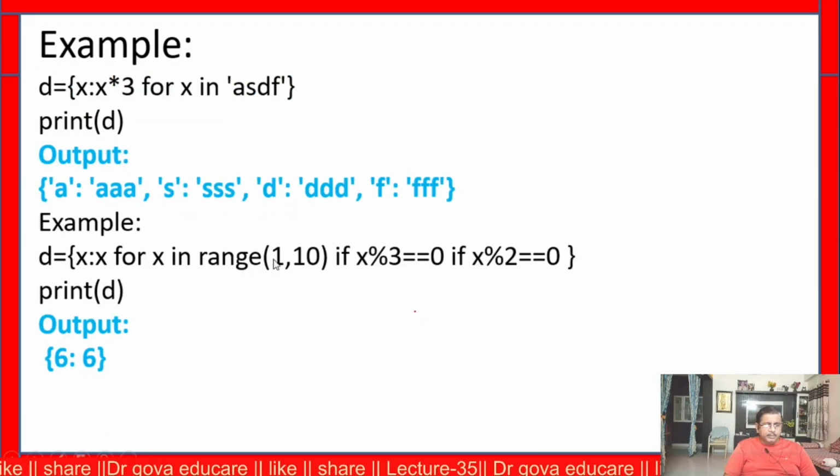And this is also an example. I want to create the dictionary in the range 1 comma 10, with both multiples of 3 and multiples of 2. Say x colon x for x in range 1 comma 10, using the condition if x modulo 3 equal to 0, if x modulo 2 is equal to 0. That is, I want to generate a dictionary in the range 1 comma 10 where the key and value are multiples of 3 and multiples of 2. This is the program.